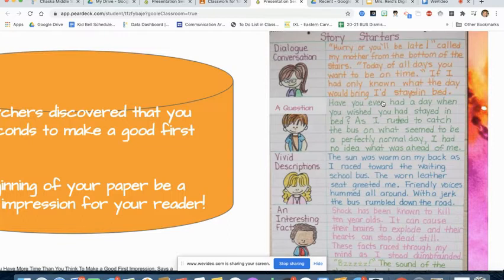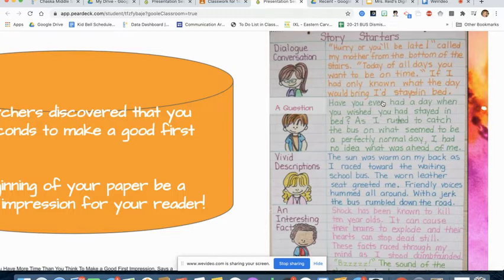A vivid description. Sometimes we start with the setting. I know in that book, Tuck Everlasting, Natalie Babbitt started with the setting, but the setting ended up being so important.